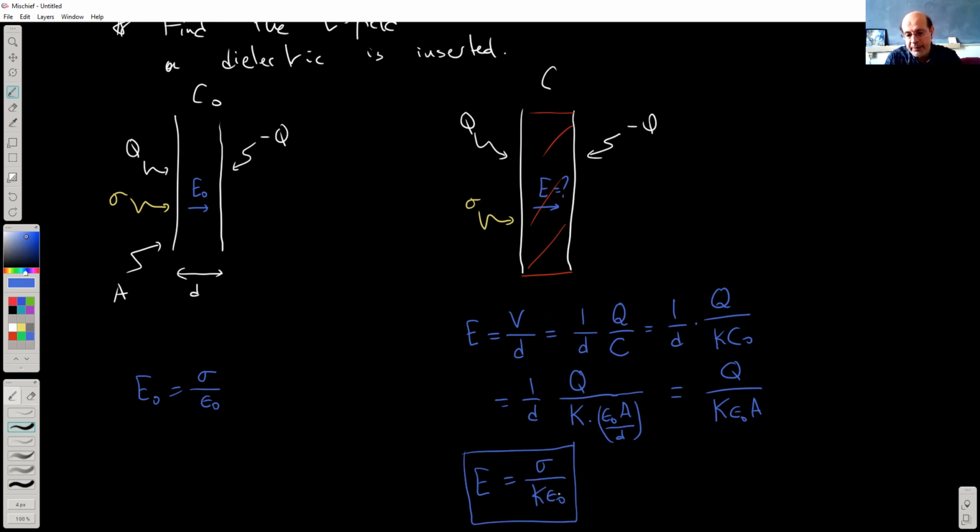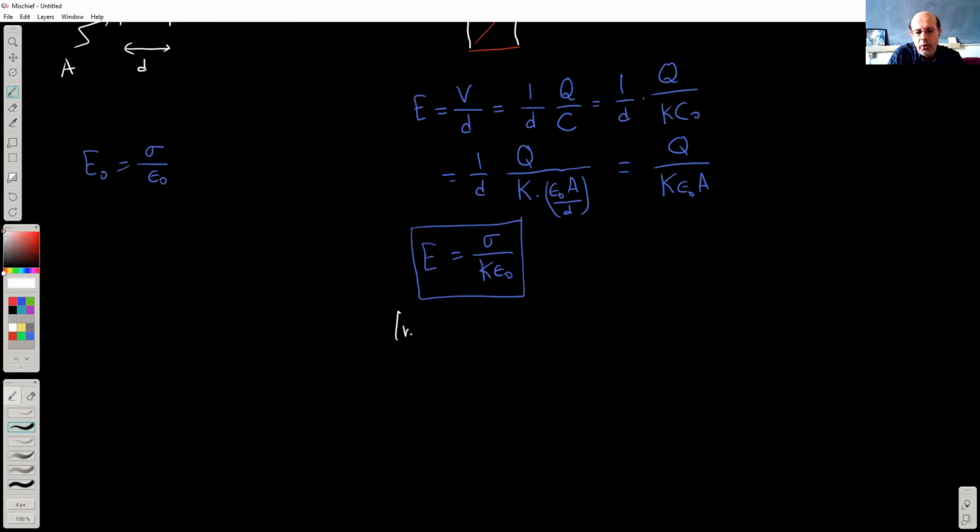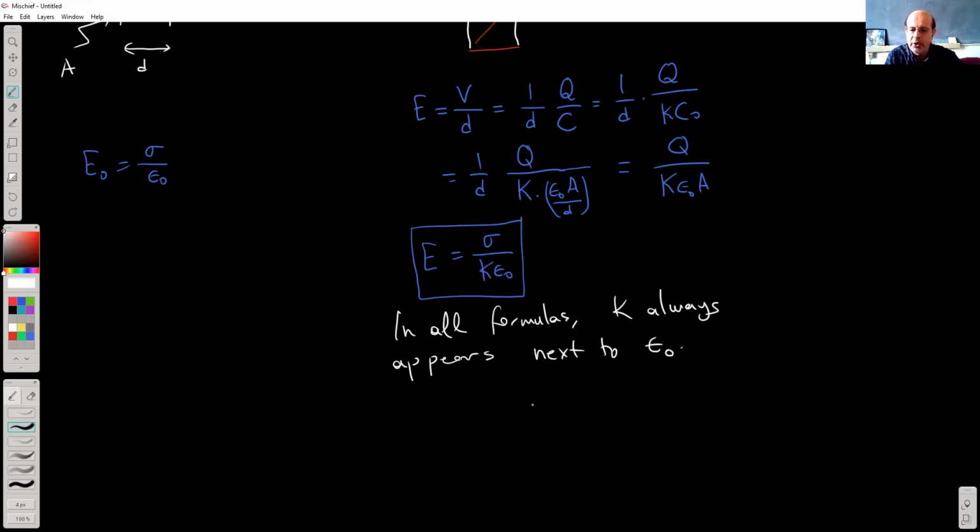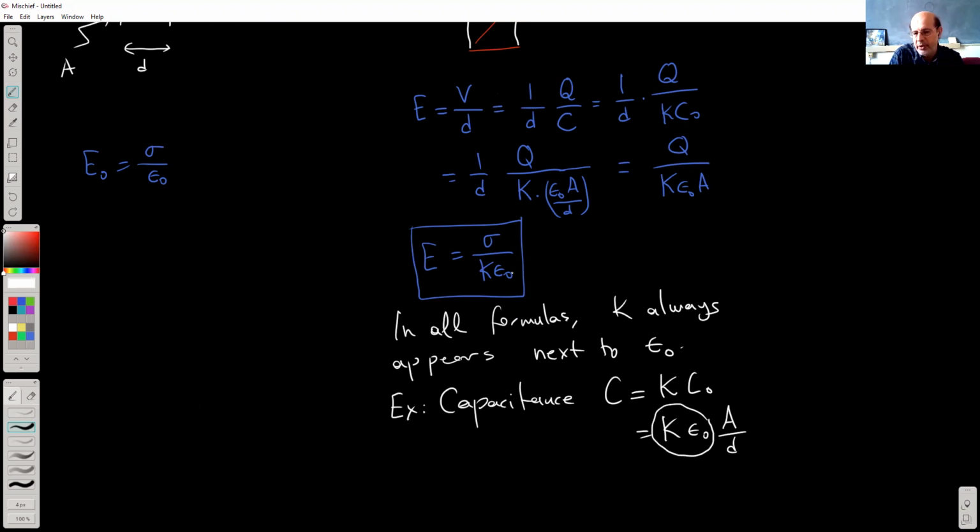So what? In that case, it appears that this dielectric constant is multiplied with epsilon 0. So it appears that in all formulas, K always appears next to an expression that contains epsilon 0. So for example, the capacitance value. Capacitance is the dielectric constant multiplied with the capacitance when there's vacuum. But let's remember that the value that we have computed for the capacitance is epsilon 0 times the area of the plate divided by the separation. Again, the dielectric constant is appearing next to epsilon 0.